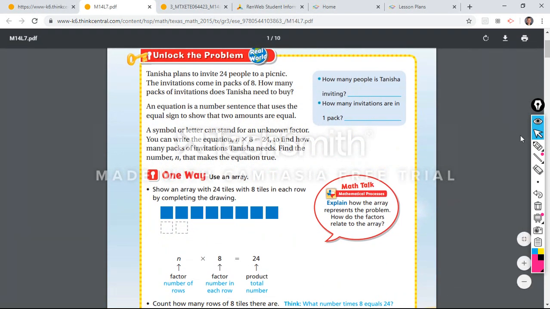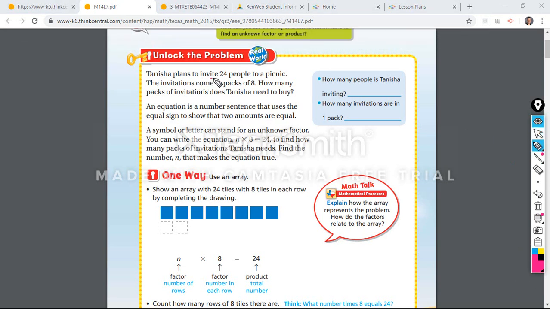So let's look at the first thing that they have here. Tanisha plans to invite 24 people to a picnic. The invitations come in packs of 8. How many packs of invitations does Tanisha need to buy? So let's figure this out. How many people is Tanisha inviting? 24. How many invitations are in a pack? There are 8. So now we have the two numbers that we can use for our equation.